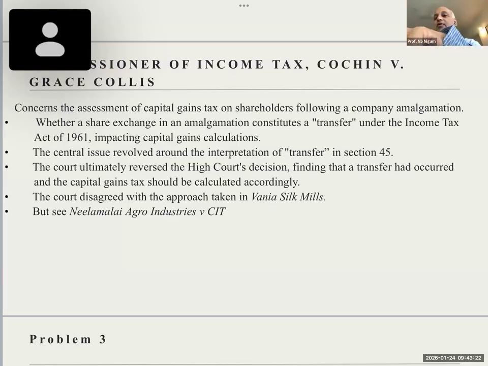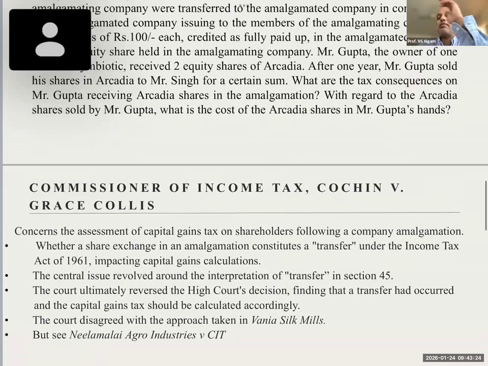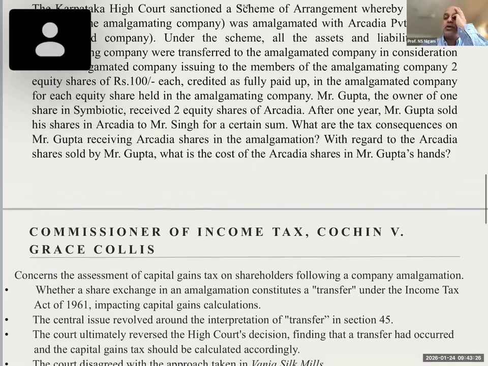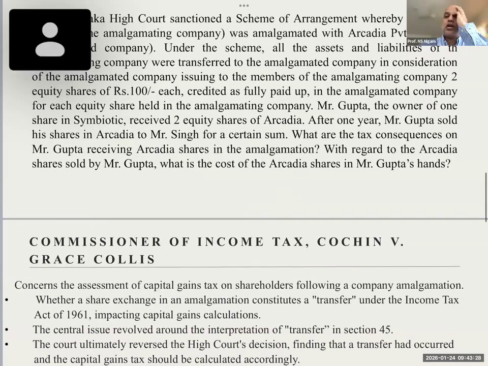But before we go to Nilamalai Agro Industries, I just want to come back to my second point, which is with regard to the Arcadia shares sold by Mr. Gupta, what is the cost of the Arcadia shares in Mr. Gupta's hands? And the answer to that is found in section 49.